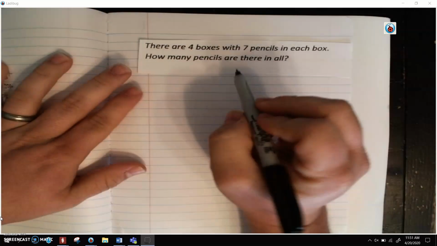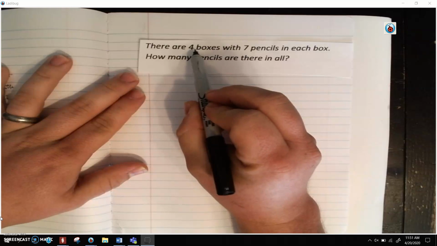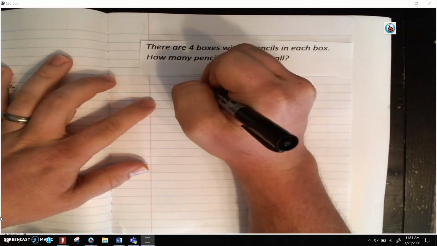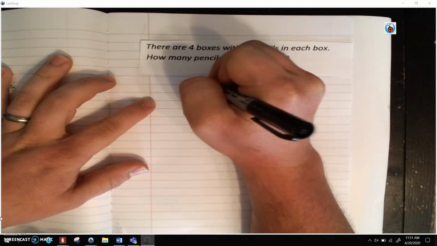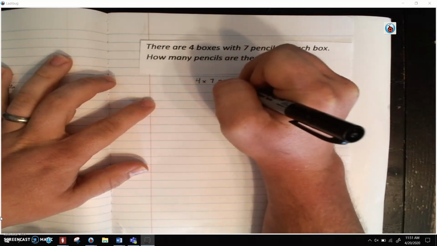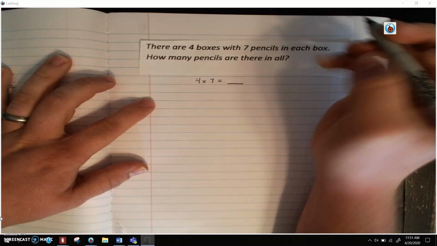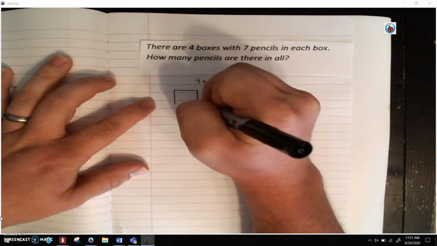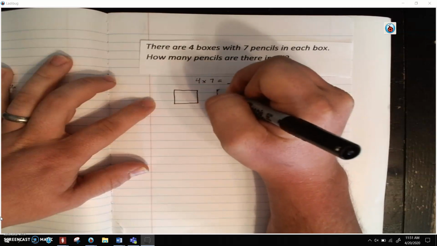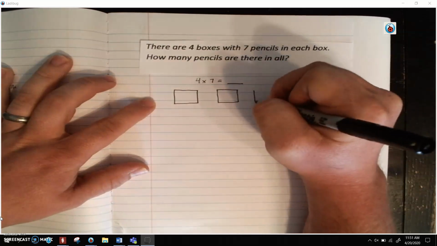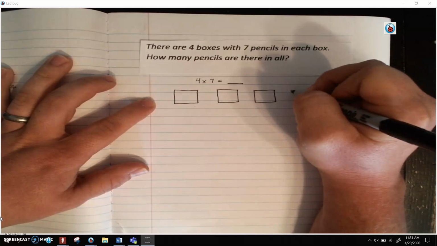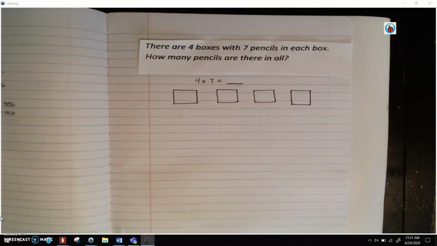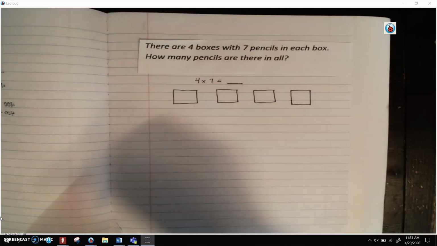I know this is going to be a multiplication. I know I have 4 boxes or 4 groups of 7. So I'm going to write my equation of 4 times 7 equals, and that's what we're solving for. So I have 4 boxes, so I'm going to draw 4 boxes. 1, 2, 3, 4.